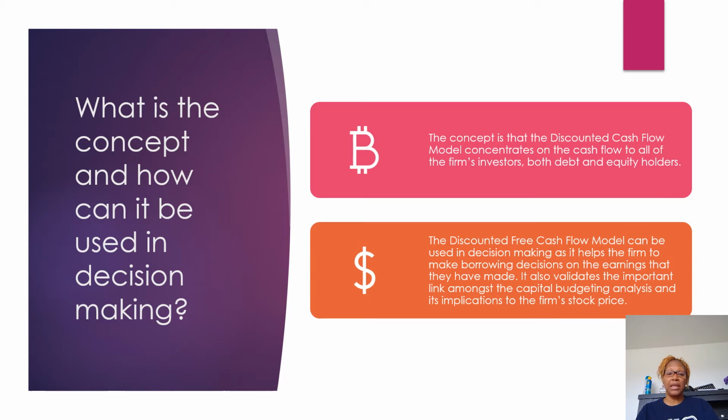What is the concept and how can it be used in decision making? The concept is that the discounted cash flow model concentrates on the cash flow to all of the firm's investors, both the debt and equity holders. The discounted free cash flow model can be used in decision making as it helps the firm to make borrowing decisions on the earnings that they have made. It also validates the important link amongst the capital budgeting analysis and its implication to the firm's stock price.